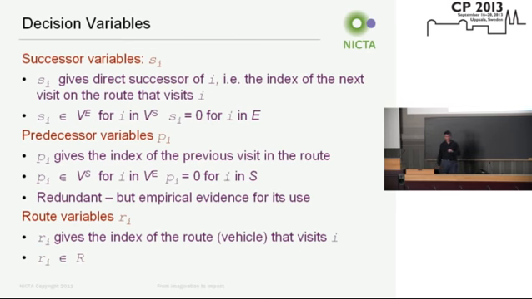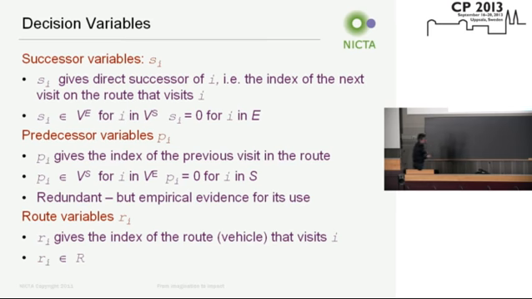And our decision variables. Okay, so the way that I model it is using successor, predecessor, and route variables. The successor Si gives the direct successor of i. So this tells me if I'm at i, I go to Si next. The domain of all my Si variables is VE, so that's all of the normal visits plus the end visits. I need Si for all of the visits in VS, so that's all of the normal visits plus start visits. That is to say, I don't have Si for end visits. Oh, yes, I do, but they're at 0.